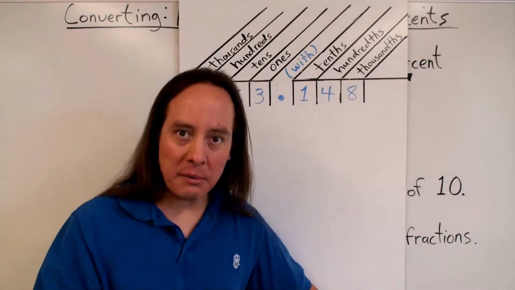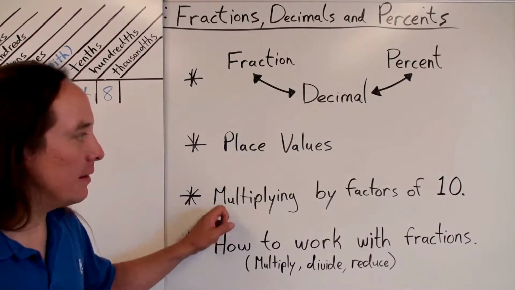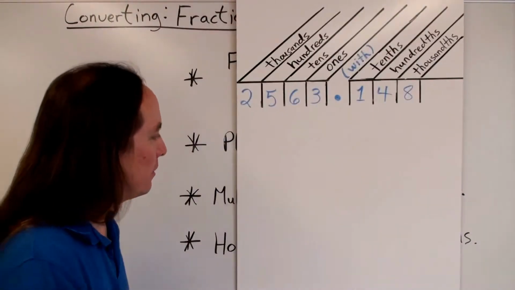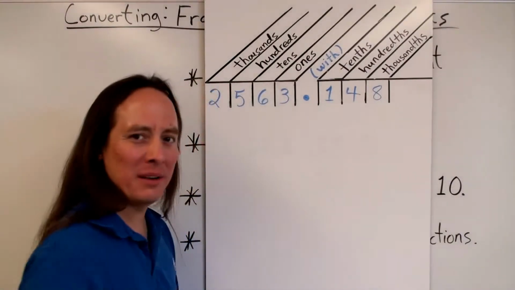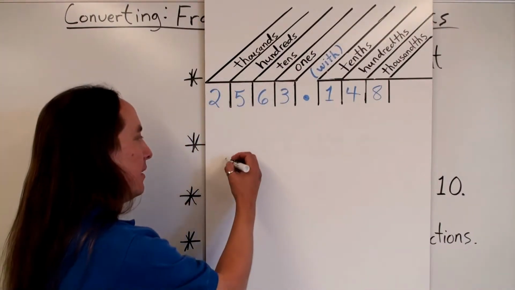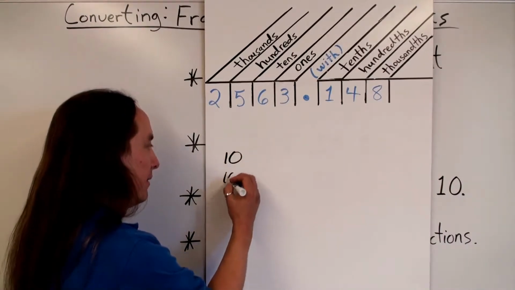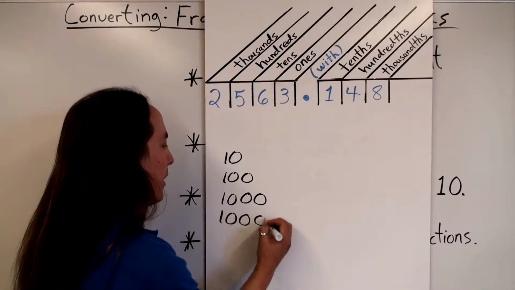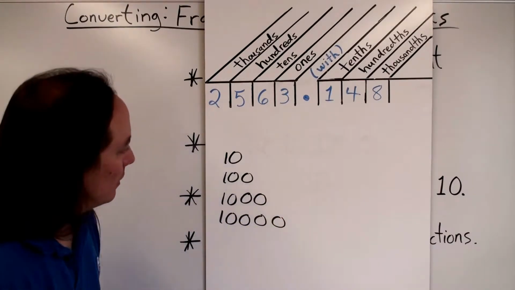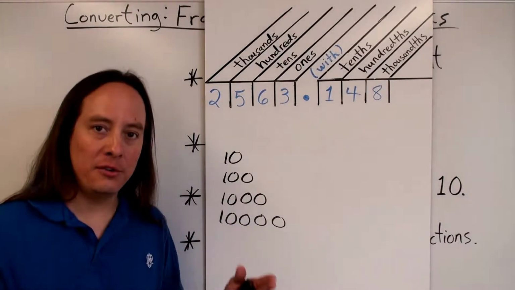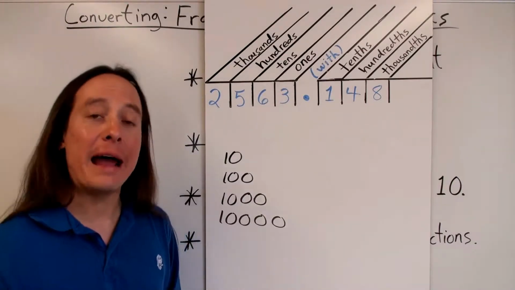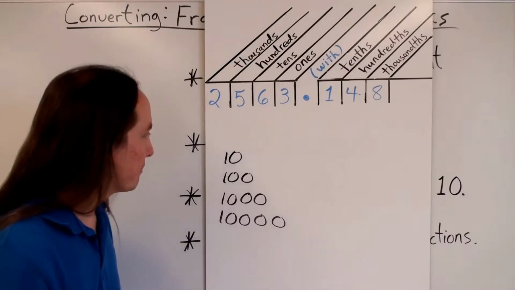All right, what I want to talk about now, though, is these factors of 10, multiplying and dividing by factors of 10. So what is a factor of 10? What does that mean? Factors of 10 are basically 10, 100, 1,000, etc., okay? So it's going to be a 1 with a 0, or 2 zeros, or 3 zeros, or 4 zeros, or 5 zeros, or a million zeros. Those are all going to be factors of 10, okay?